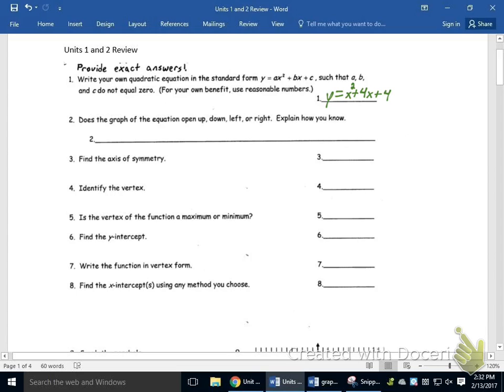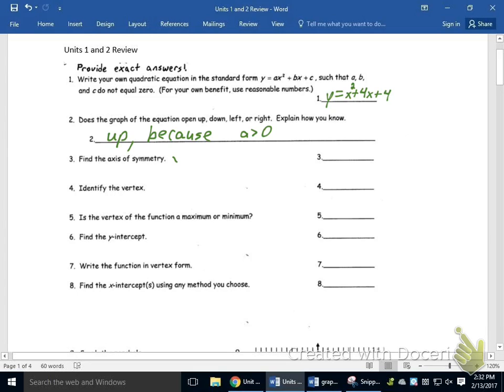Now, to answer number 2, does it open up or down, left or right? It opens up because the a value is positive. You always go off of what the a value is, because a is greater than 0. All right, so since the a was positive, it opens up. If it's negative, it opens down.